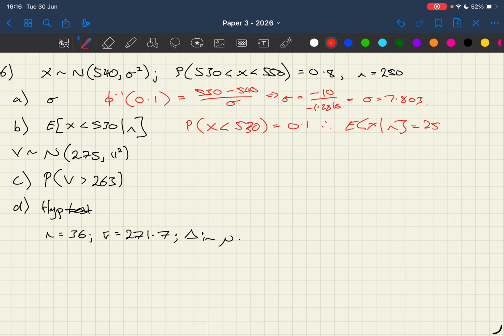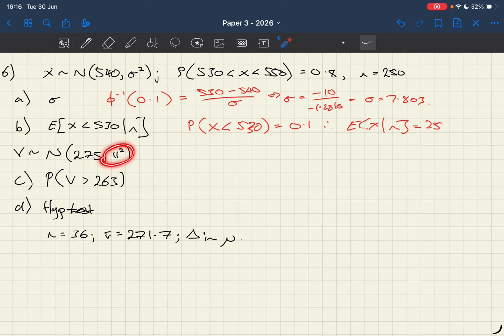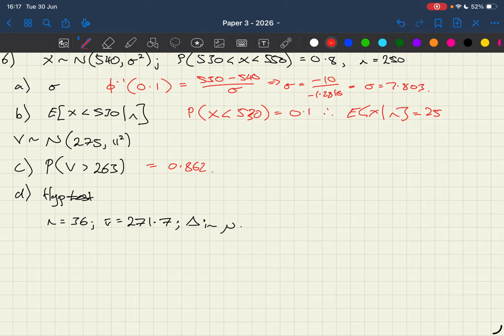That looks good. Down here, then, we get a new distribution, 275 and 11 for our sigma. Probability that this is above 263. Just whacking the calculator, yeah. Nothing tricky about that, I don't think at all. Not being silly, am I? No, not being silly at all. 0.862.